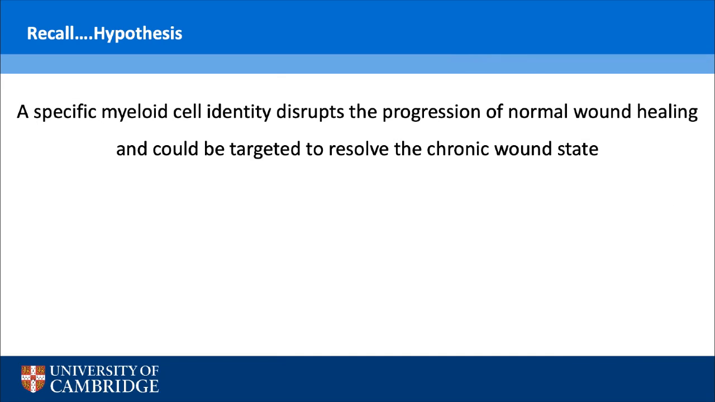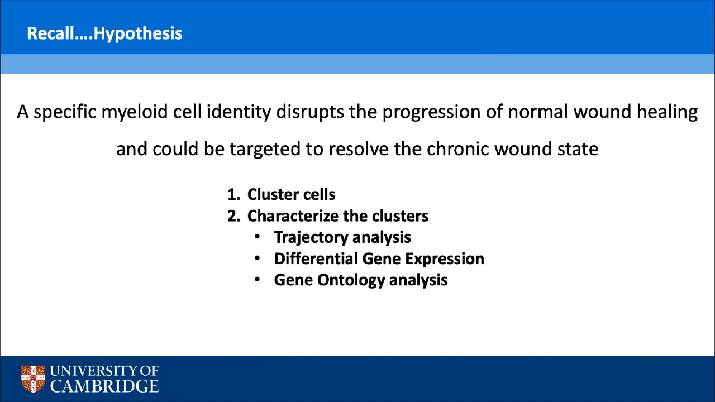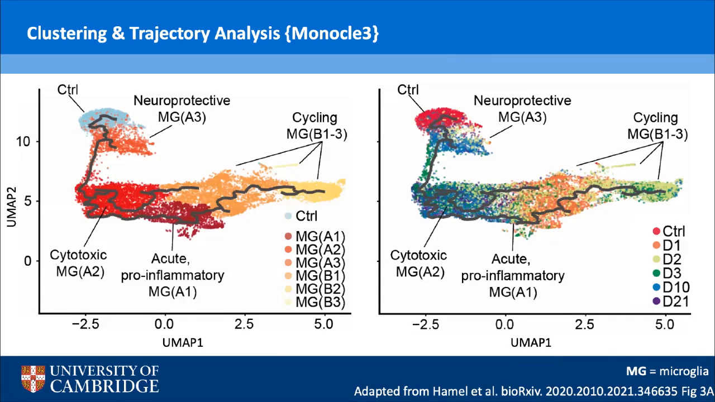So now I'd like to direct you back to our hypothesis. In order to address this, we first clustered the cells, then we characterized them using trajectory analysis, differential gene expression, and gene ontology analysis. In the interest of time, I'll shift the focus towards the microglia data, but if anyone's interested in the dynamics of the other myeloid cells, please check out the preprint.